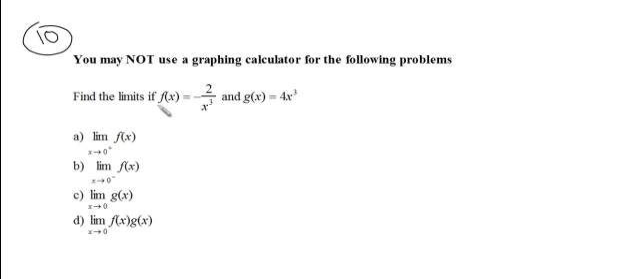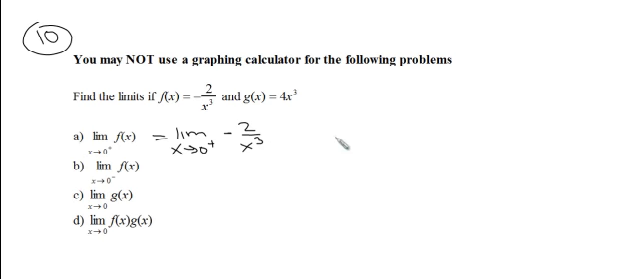So find the limit if f of x is negative 2 over x to the third and g of x is 4 x to the third. Okay, so the limit of f of x as x approaches 0 from the right. So we're going to rewrite this as the limit as x approaches 0 from the right. So I know that this is going to tend to infinity.